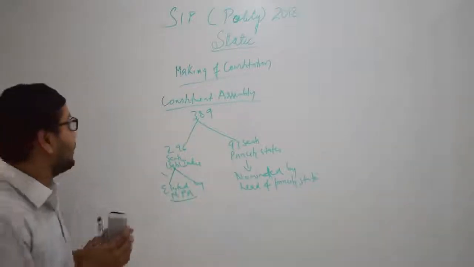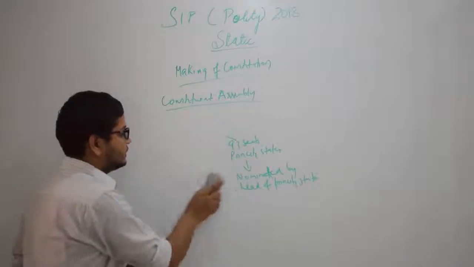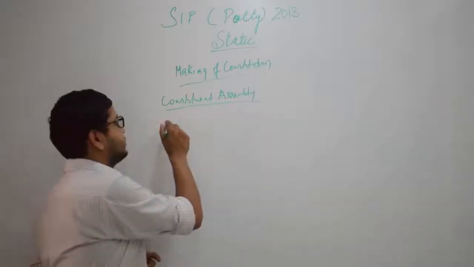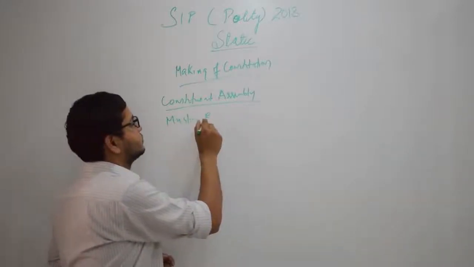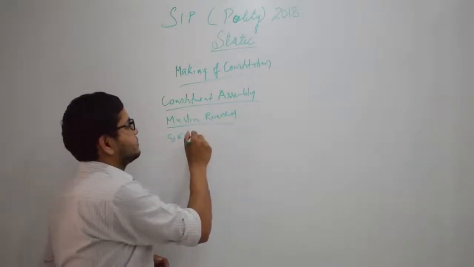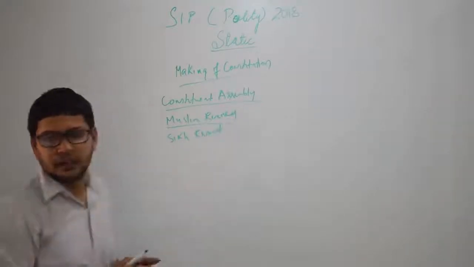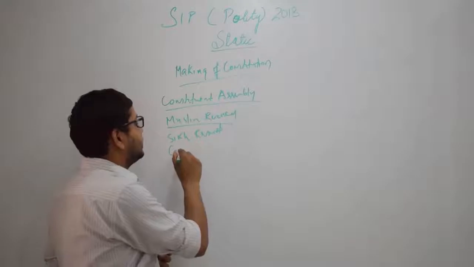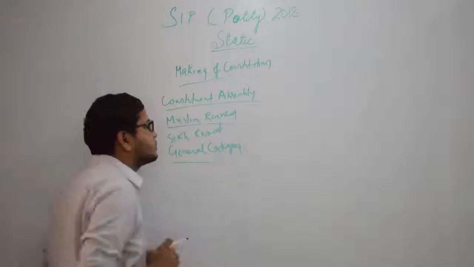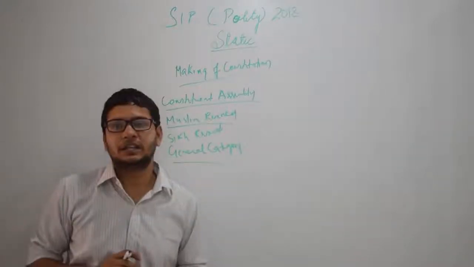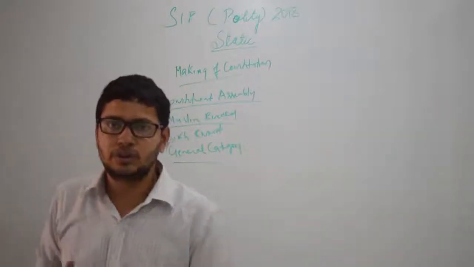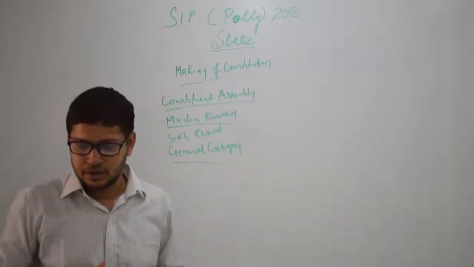And the seats were allocated in 3 categories. The first category was Muslim reserved seats. The second category was Sikh reserved seats. And the third category was general category, which included all other remaining categories. So in the Muslim reserved category, only Muslims could get elected. In the Sikh reserved, the Sikhs, and in general, all the other categories, Hindus, Christians, were elected.